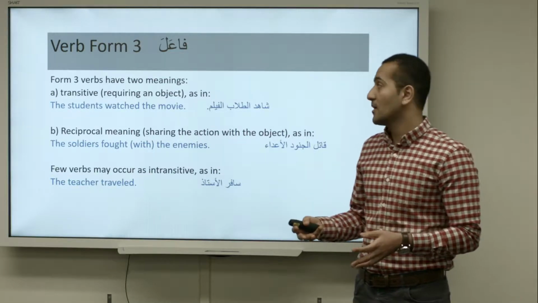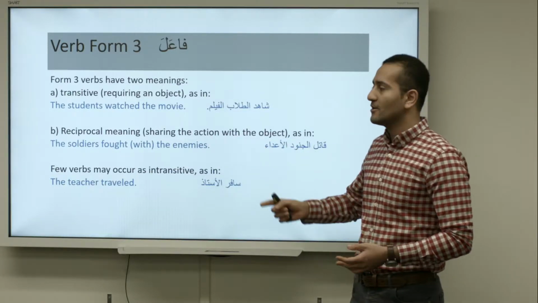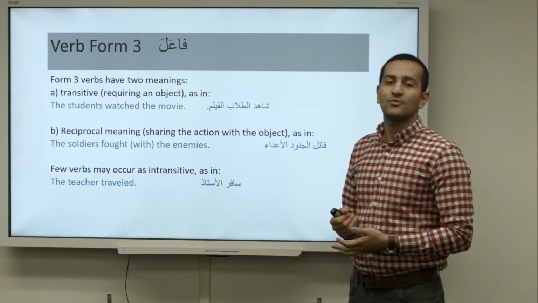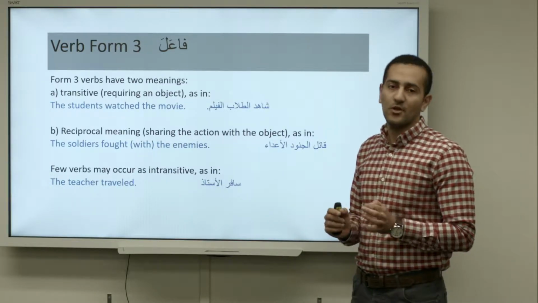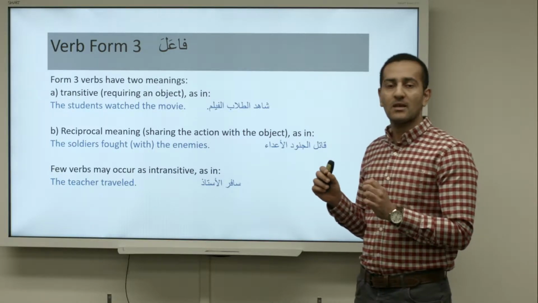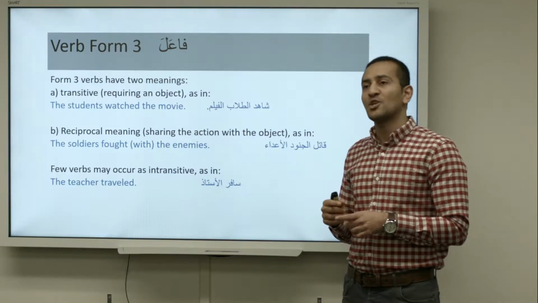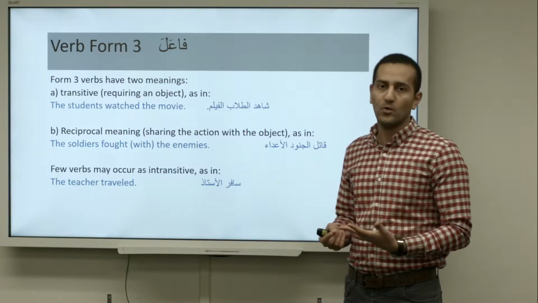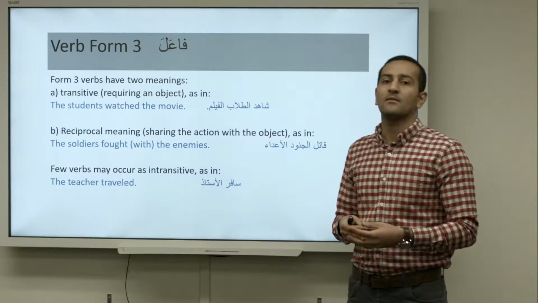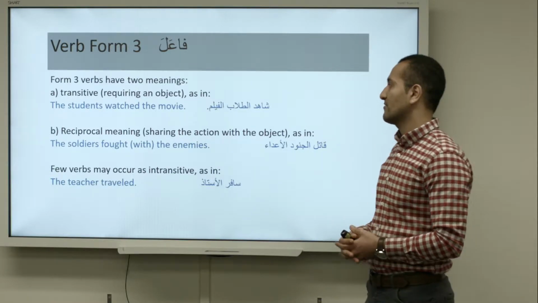Transitive means it requires an object, and an example of that is فاعل شاهد: شاهد الطلاب الفيلم. The students watched the movie. Watched, شاهد. So this is the first meaning, a transitive meaning. It requires an object, so you can say شاهد الفيلم. Who watched the movie? You must say شاهد الطلاب الفيلم. The students watched the movie. This is what I mean by transitive meaning.